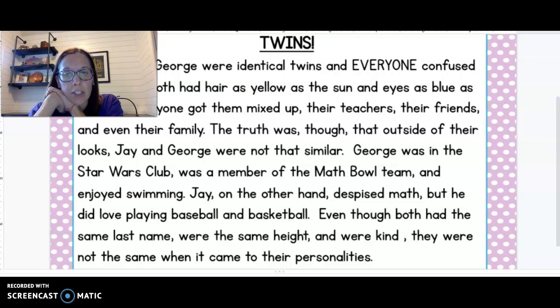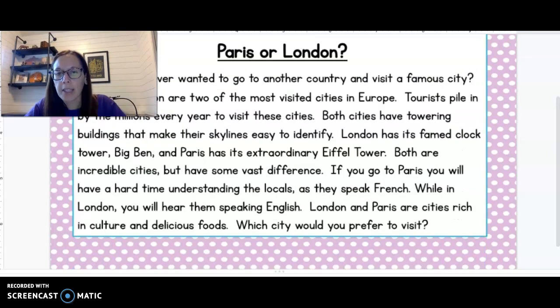Now let's look at their differences. So we'll start with George. It says George is in the Star Wars Club, on the Math Bowl team, and likes swimming. Jay doesn't like math. Instead, he likes baseball and basketball. Okay, so there are quite a few things that they have in common, which would be comparing, but they also have some differences. Okay, all right, let's move on to our last slide.